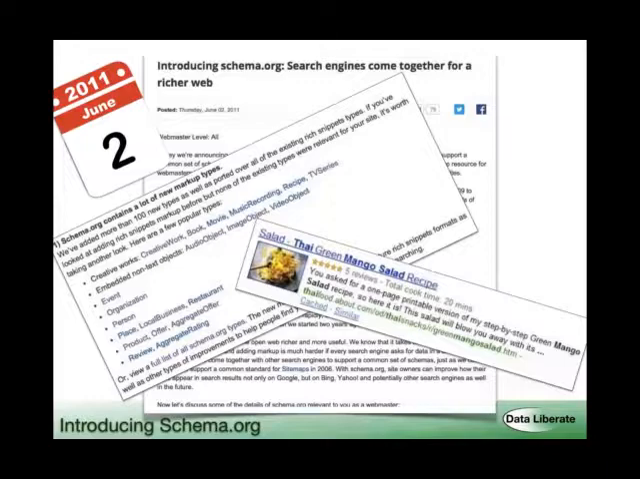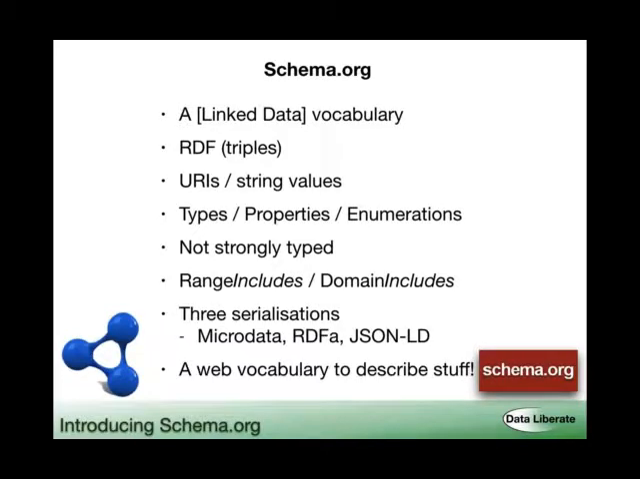So schema.org is a linked data vocabulary. It's based around RDF triples. It uses URIs or URLs, also string values, and it consists of types or classes, properties, and enumerations of fixed values. Now, anybody from the linked data world would recognize that. You find it difficult in schema.org promotional material and indeed documentation to find it being trumpeted from the rooftops that it's a linked data vocabulary, because most of the people applying it don't need to know. They just need to know the way to apply this data to their information on the web.